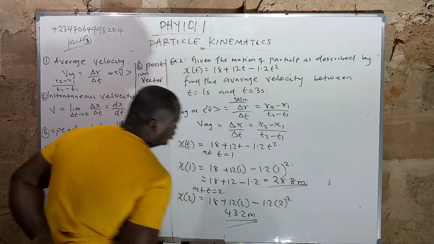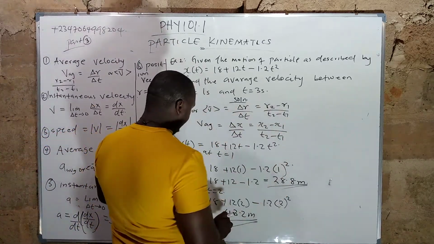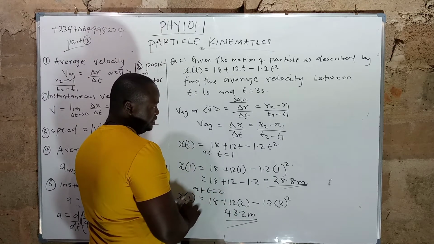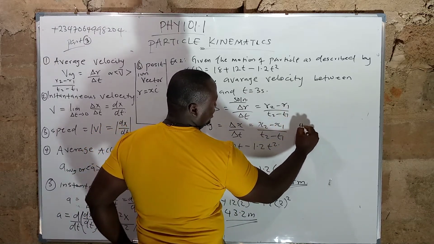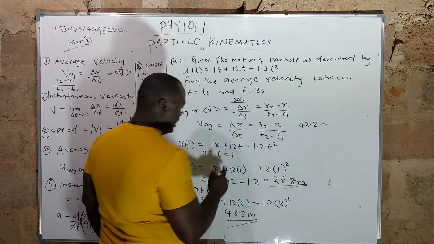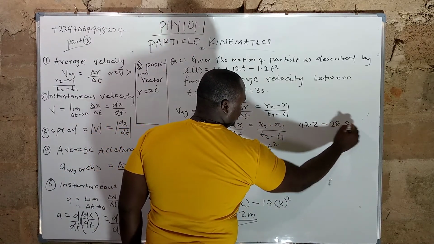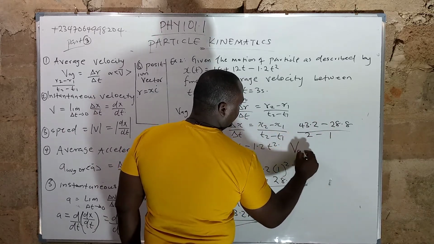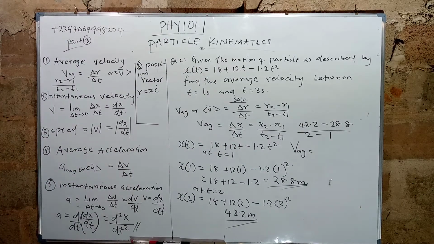So you have already gotten the two displacements. Put them in this formula. Your x2 is where your t2 is, so your x2 is 43.2 minus your x1, which we got as 28.8, all over 2 minus 1. So your v average should give you 43.2 minus 28.8, which gives you 14.